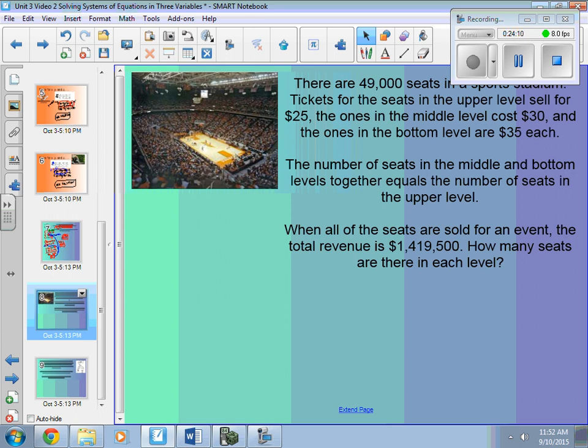Okay, so now we want to come up with an equation again. Pick some variables that are going to help you. If you want to use x, y, and z again, go for it. I'm going to use ones that are going to help me a little bit more. I'm going to use u for upper, m for middle, and b for bottom, just so we kind of know what it is. Okay, so it says there's a total of 49,000 seats. So that means if we add together the upper level plus the middle level plus the bottom level, it should total 49,000.